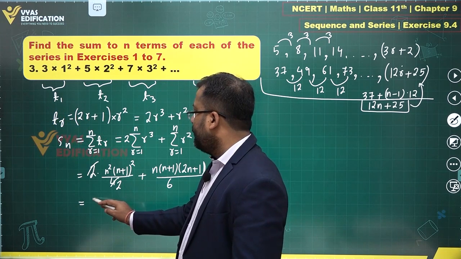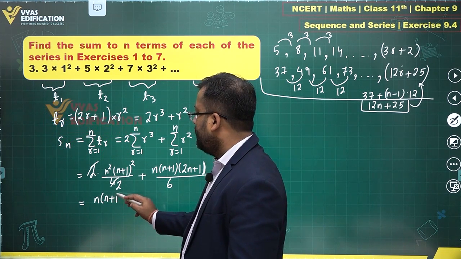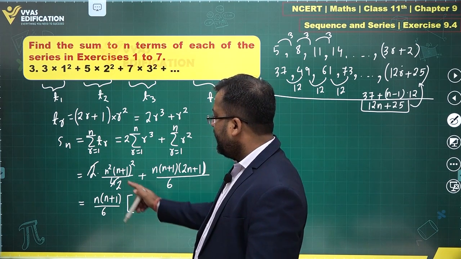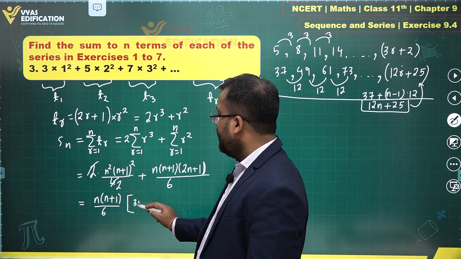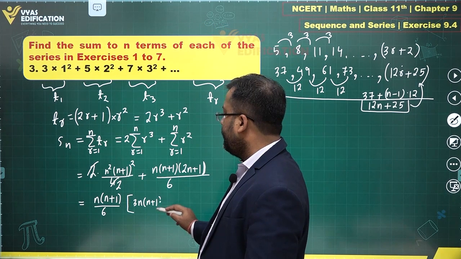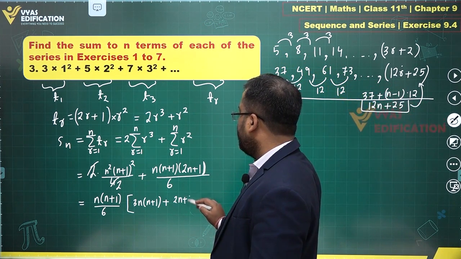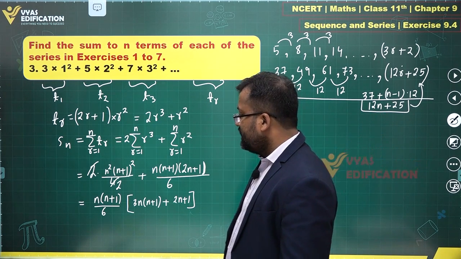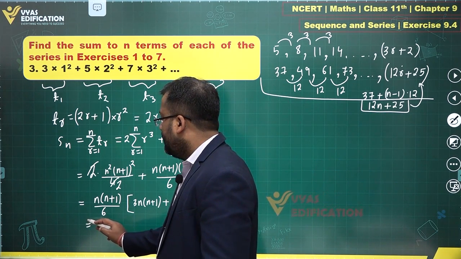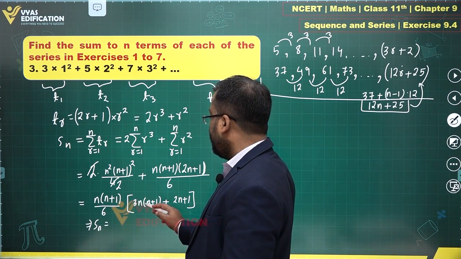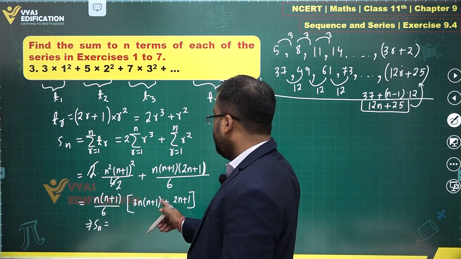Take the HCF from the numerator, n, n plus 1. LCM from the denominator, which is 6. In the bracket, you will get 3 in the numerator, n, n plus 1 as well in the numerator. Here you get 2n plus 1. Okay, and what is this simplifying into? Sn will be equal to n, n plus 1, this is 3n square plus 3n, 2n is 5n plus 1.